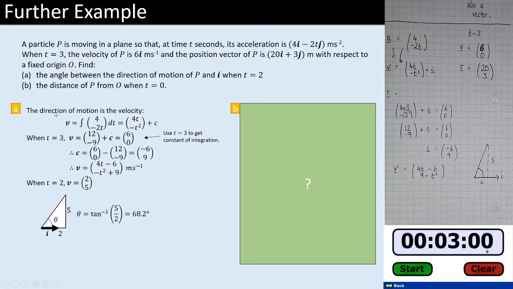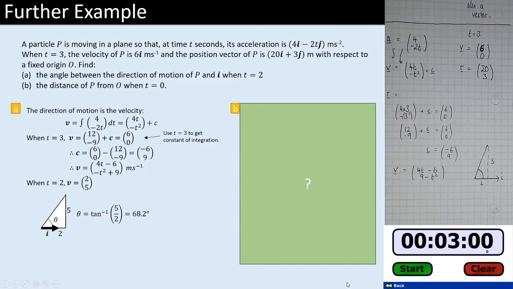You can't even see my screen. Use this information here to find the distance of P from 0. You can't see my hands. You can see my screen. You can't see my hands. So yeah. We'll go for another 3 minutes for that part B, and then we'll see how we're doing.